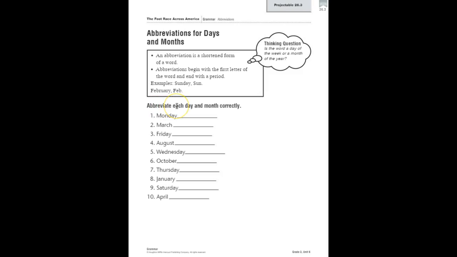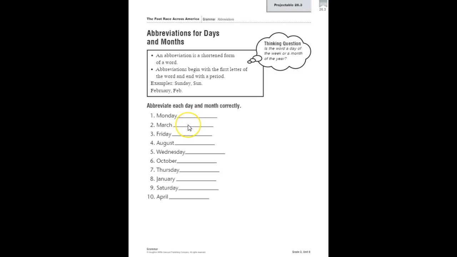So let's look at these and see if we can abbreviate each day and month correctly. As we do this, I need to ask the thinking question, is the word a day of the week or a month of the year? Okay, so for this first one, Monday. Okay, how would you abbreviate Monday? Is this a day of the week or a month of the year? Right, it's a day of the week. We would have capital M-O-N, period.